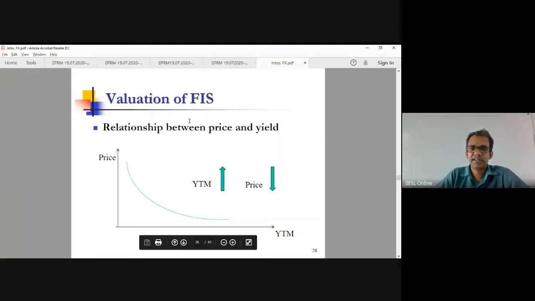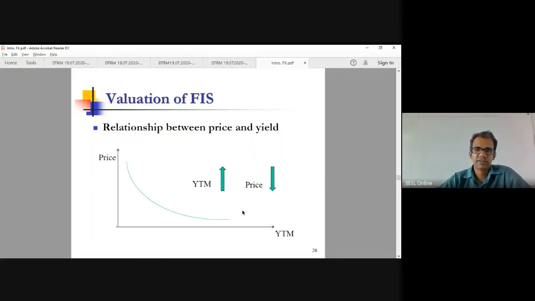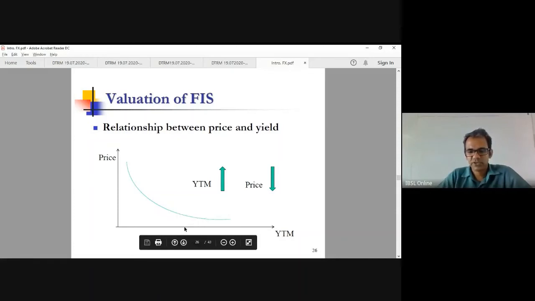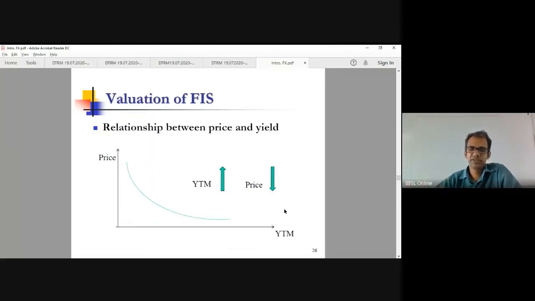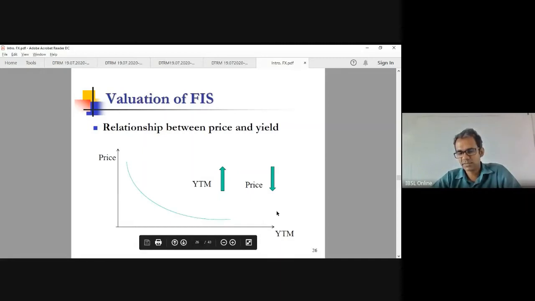This is very important. Later, maybe next week, we are going to discuss two concepts called duration and convexity. Those are risk measurements used in fixed income securities, because those measures are used to measure the sensitivity of price change to changes in yield. If the yield changes, price changes. What is that sensitivity? We measure that through duration. We'll discuss duration and convexity next week. But this relationship between yield to maturity and price is very important.